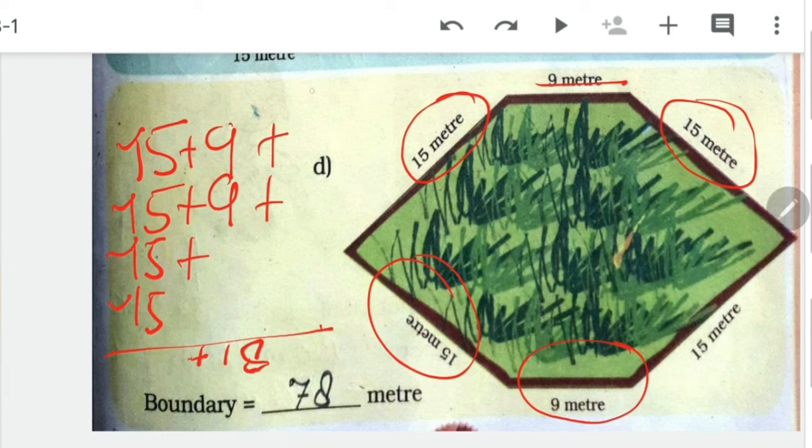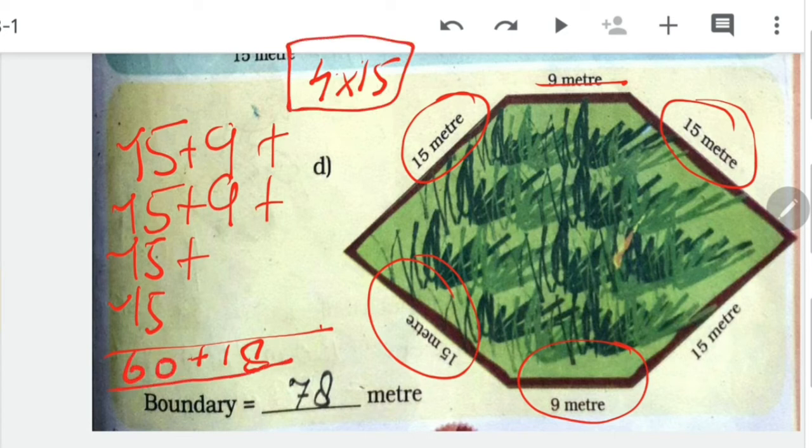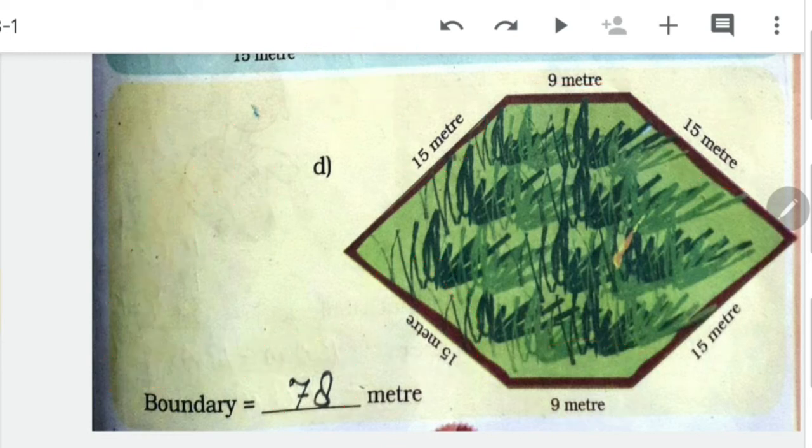We can do one thing. We can directly multiply 4 with 15 and we will have the answer 60. Now 60 plus 18 is 78. Okay class, so that means the length of boundary of field D is 78 meter.